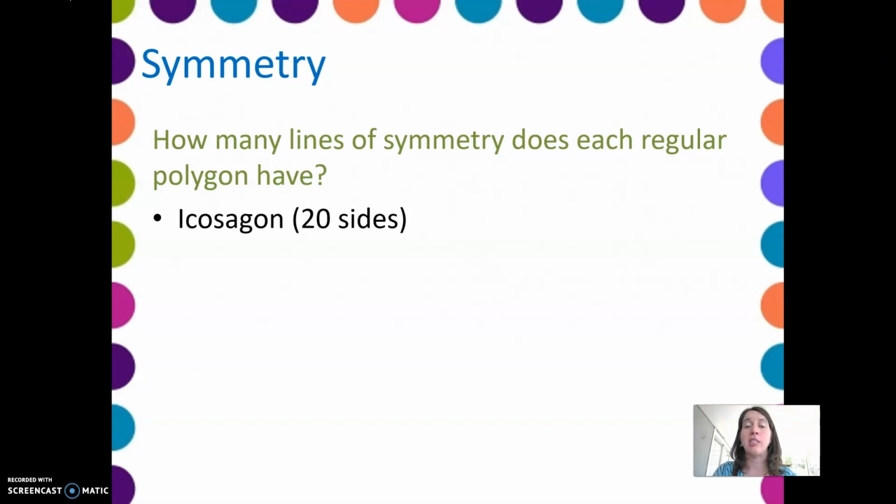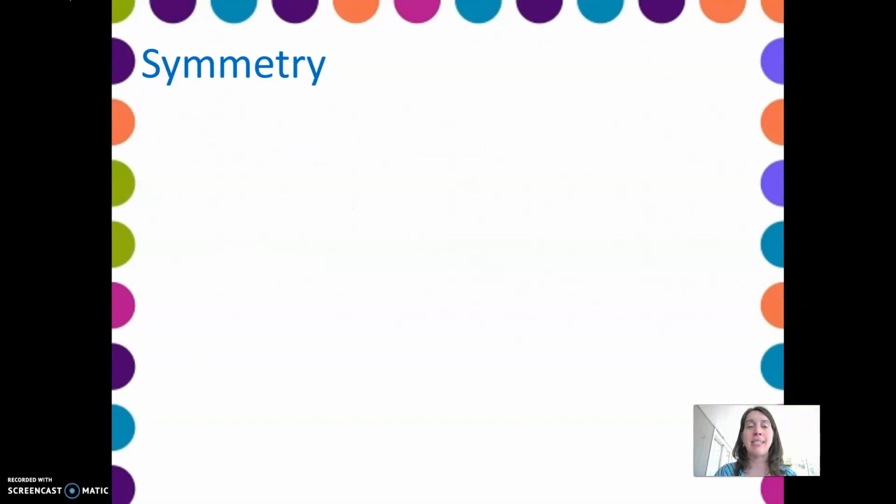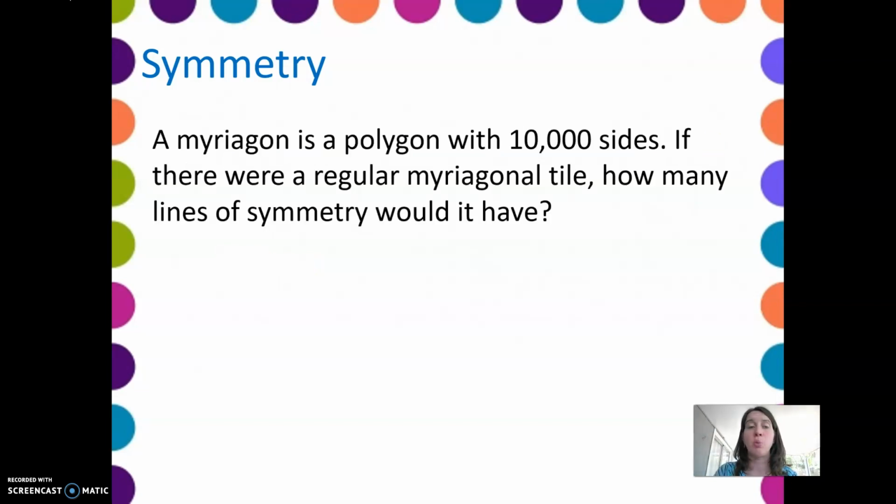If I told you this is a new word for us, it's an icosagon. An icosagon is something that has 20 different sides. Well, if it's a regular shape, then how many lines of symmetry does it have? It would also have 20 lines, one going from each of the vertices that we have. Last example, and this one I just phrased a little bit differently. This one's called a myriagon, which means it has 10,000 sides. So obviously you wouldn't see a picture for this kind of question because that would just be ridiculous. So how many lines of symmetry does it have? If it's a regular shape, it would have 10,000 lines of symmetry.